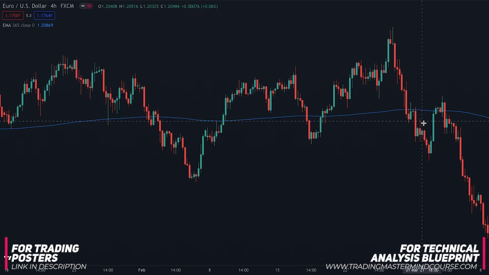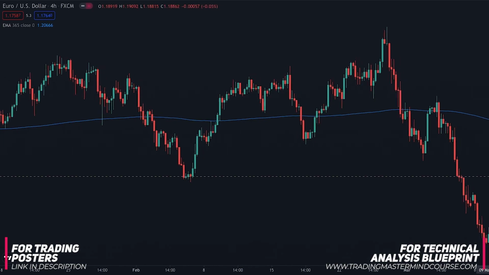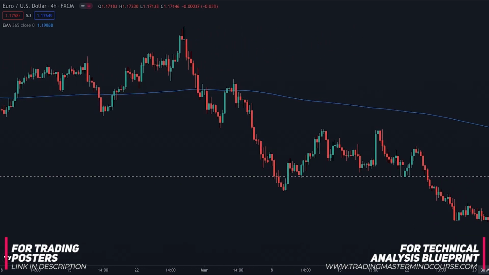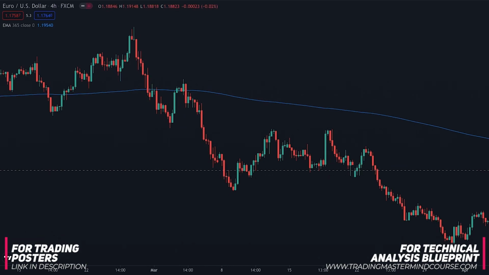Now that we have had a break to the downside and a retest confirming a sell, we are once again looking for a break to the upside and a retest confirming a buy. Let's see if we get that, which we have.